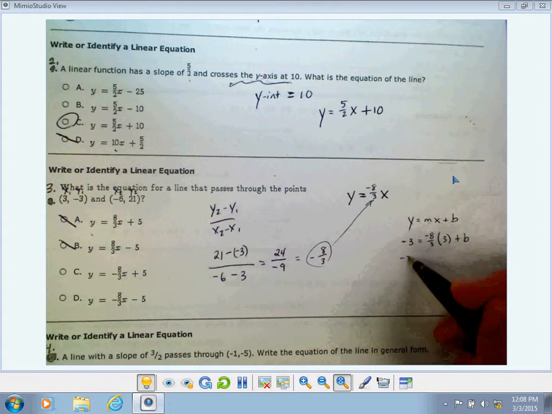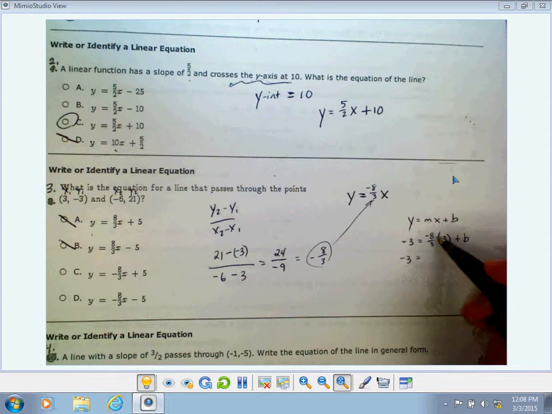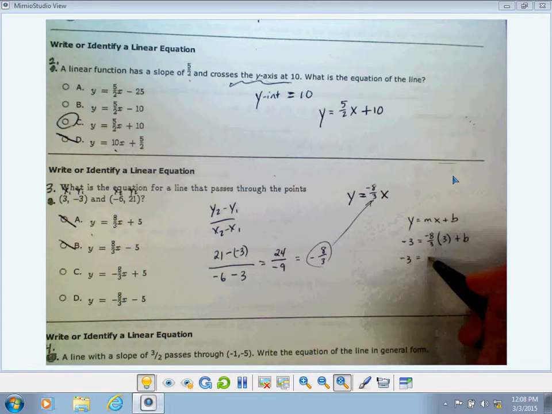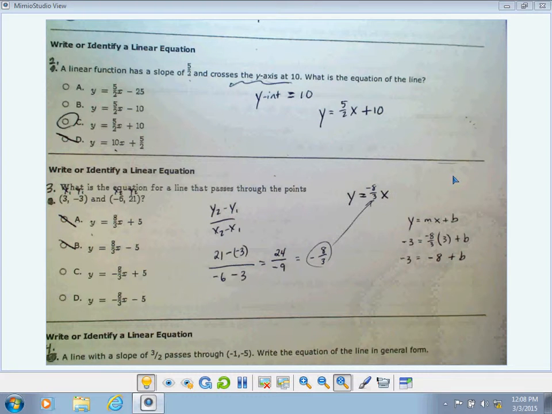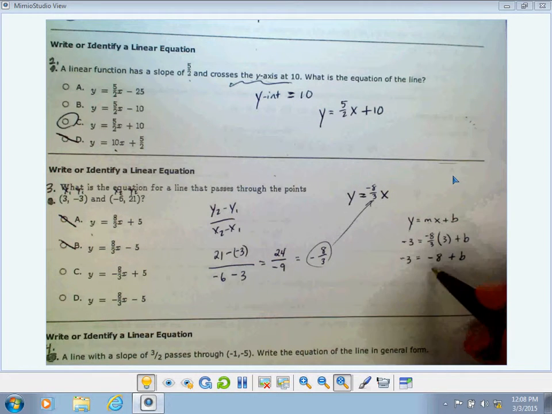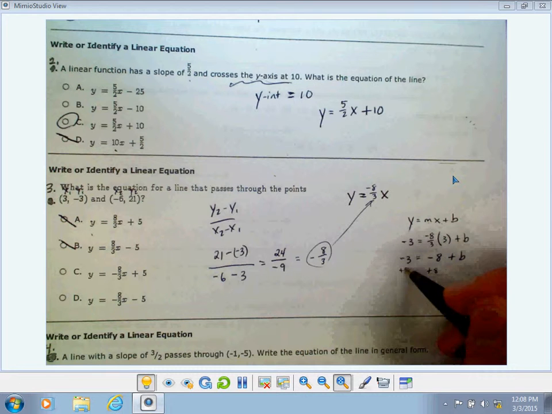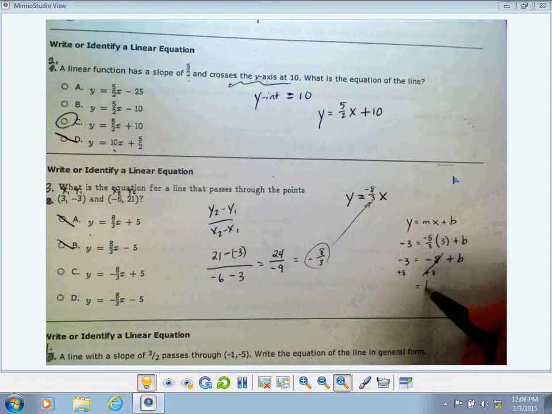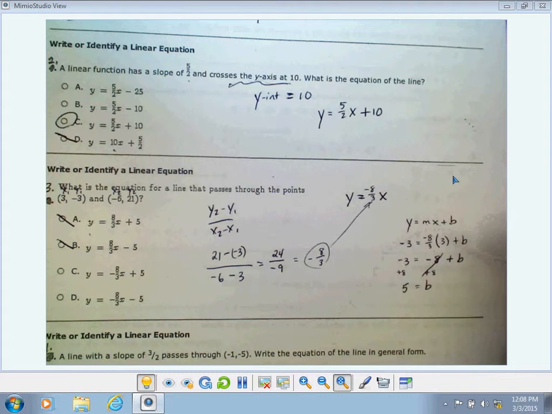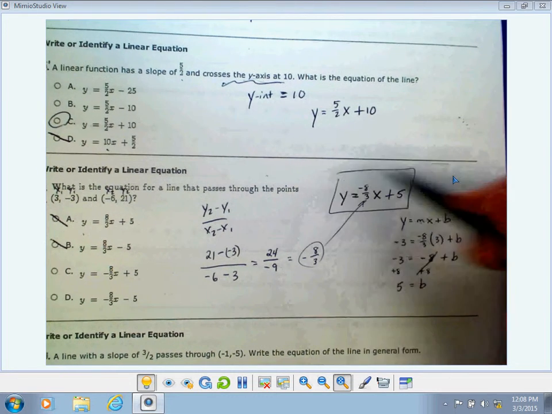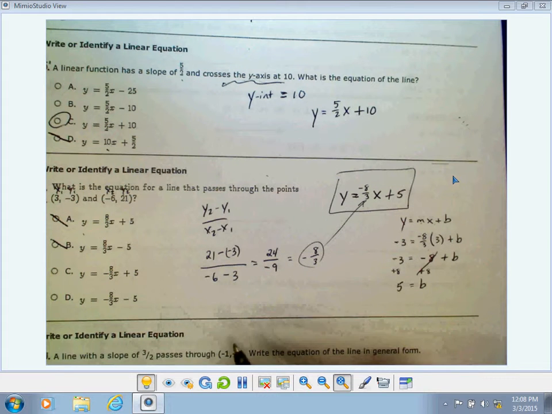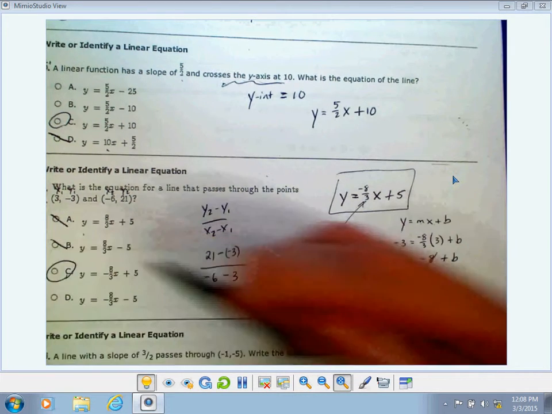So what happens is, when you take negative 8 times 3, you get negative 24, and divide it by 3, you get negative 8. So this is b, negative 8 plus b. And all I want to do now is add that 8 away, and I get b equals 5. So my final answer is a plus 5 on the end. Negative 8 over 3x plus 5, it's C.